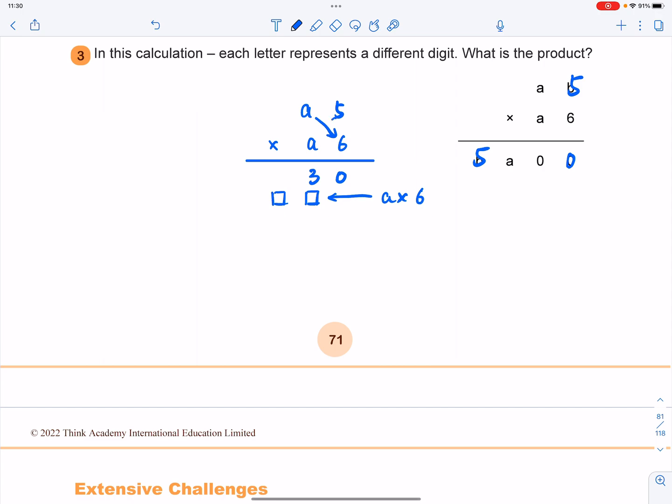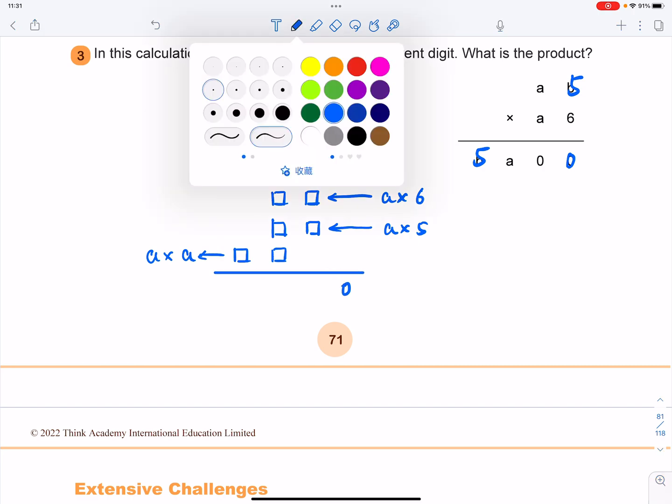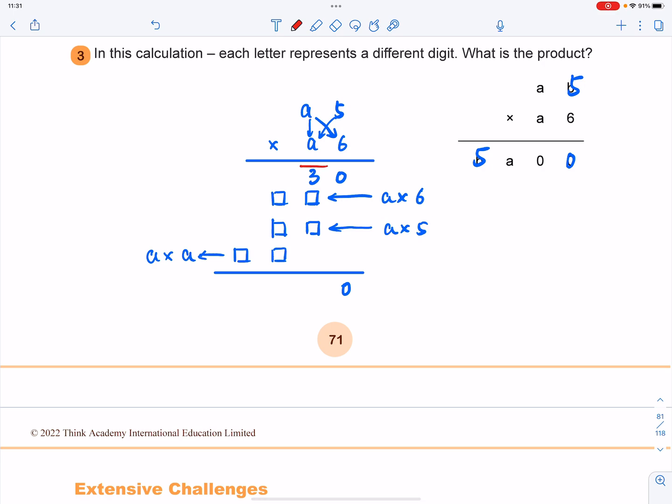And then we're going to do 5 times A. And you're going to write that number at this place, 5 times A, right? Or A times 5, the same thing. And then you have to do A times A. If you do A times A, that will be the number at this place. This is A times A. And if you add these numbers together, you bring down the 0. And if you take a look at this column, you'll get the answer directly. Let's see.